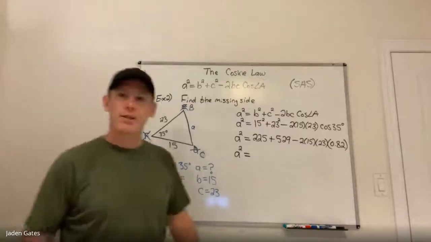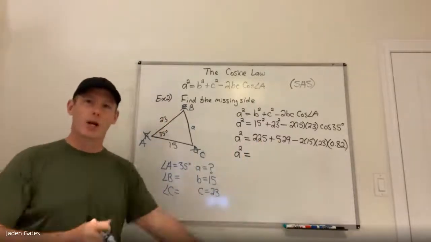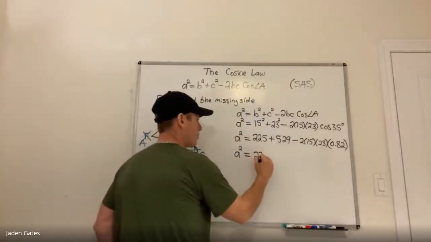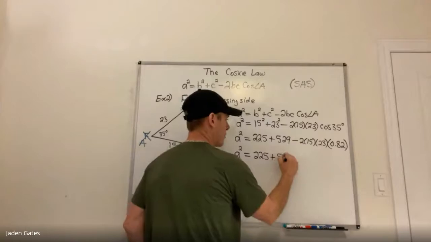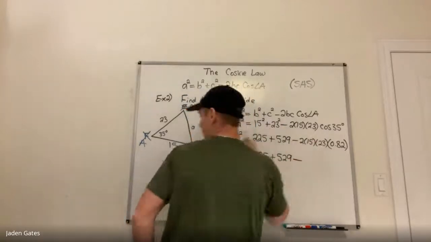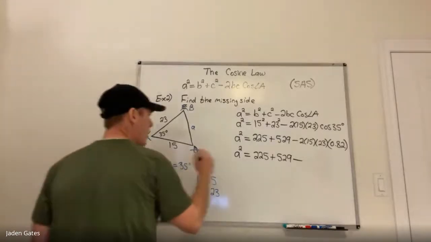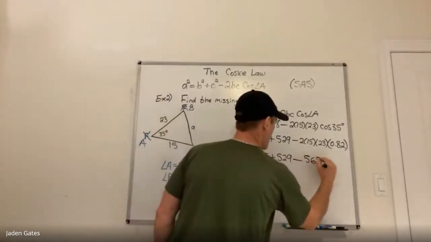All right, now, again, this is the spot that everyone makes a mistake. You got to follow BEDMAS. So I got to multiply my four numbers here first. So again, I got 225 plus 529. All right, minus, multiply all of those four numbers here, and I get 565.8.